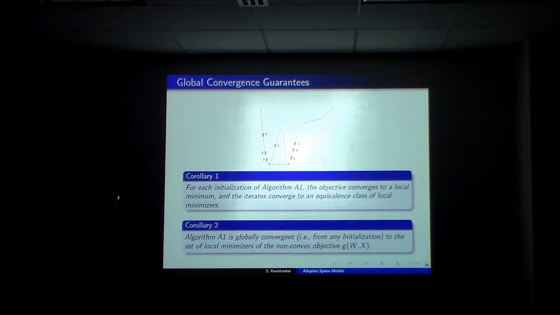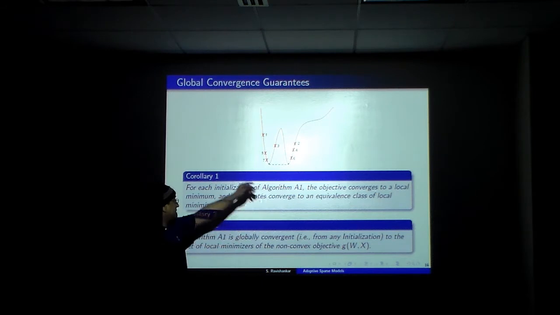Okay, so in this case, if it started on the peak between those two local optima, it could go either way. But if one of them was lower than the other, it would go to the lower one. It would go to something that's in a particular set. The iterates themselves may not converge, they could converge to an equivalence class in a sense, but the objective function converges to a value. So it converges to a local optimum value.